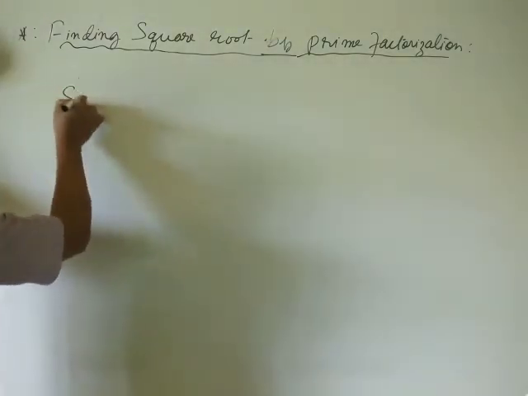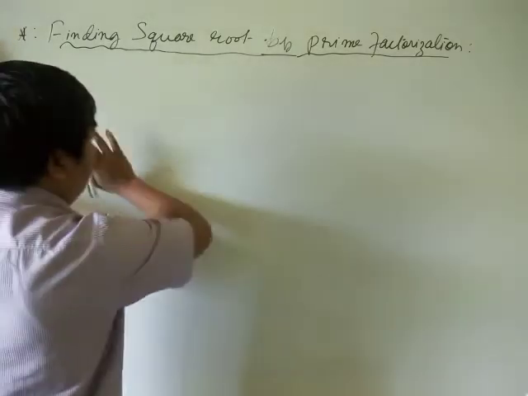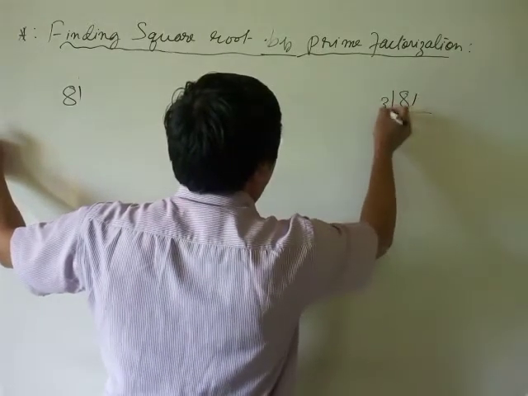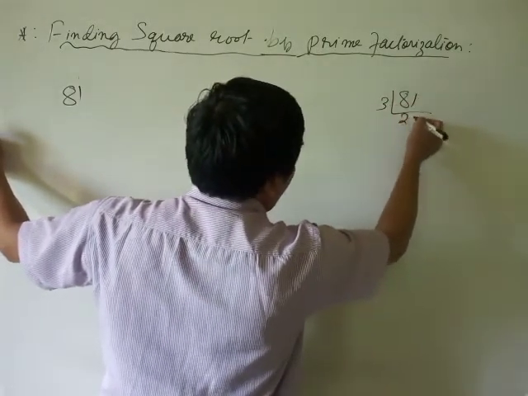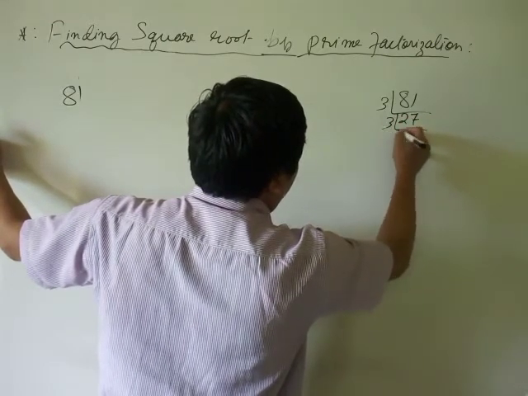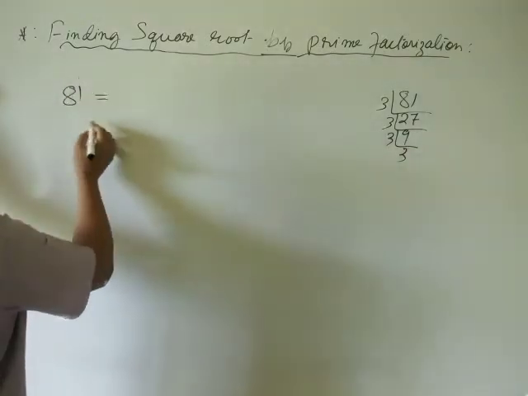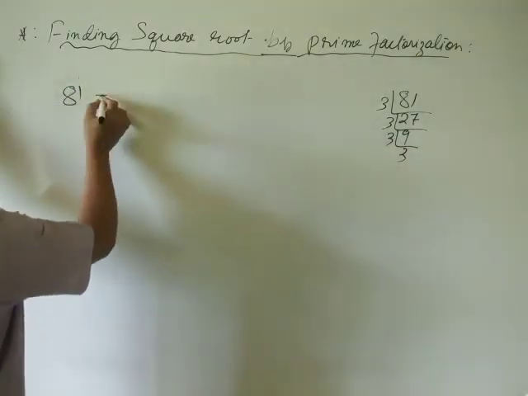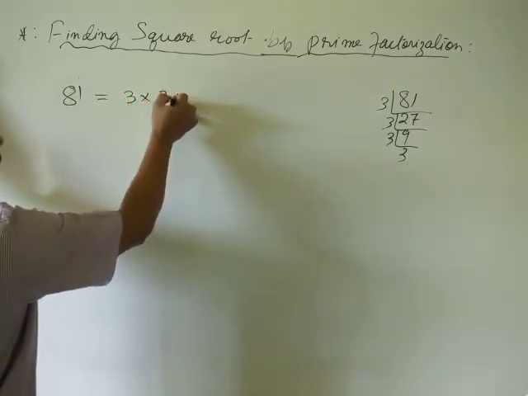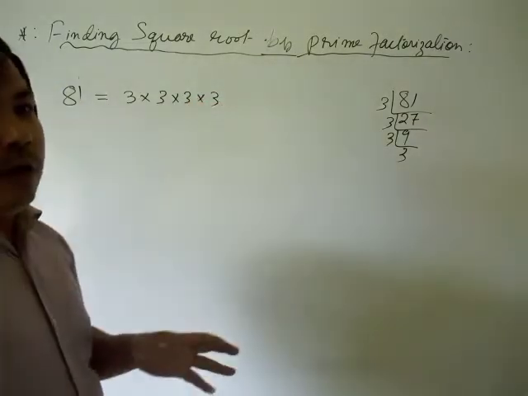Let's say 81. Prime factorization of 81: how can we find it out? 81, 2 cannot divide it, so 3: 27, 3, 9, 3, 3. So this could be written as 3 into 3 into 3 into 3. 81 can be expressed as the product of its prime numbers.